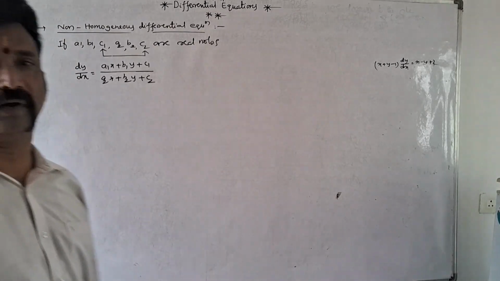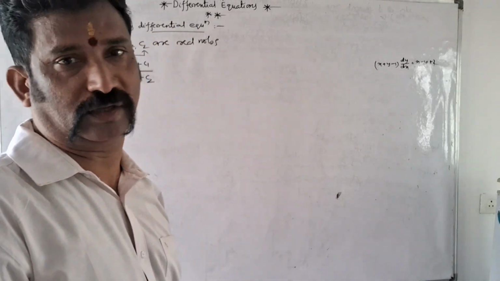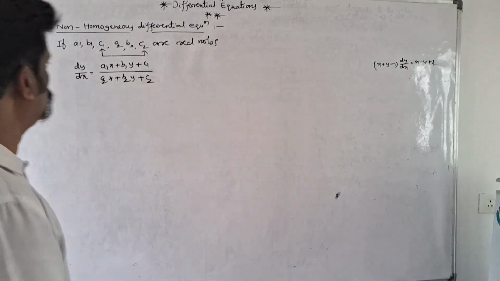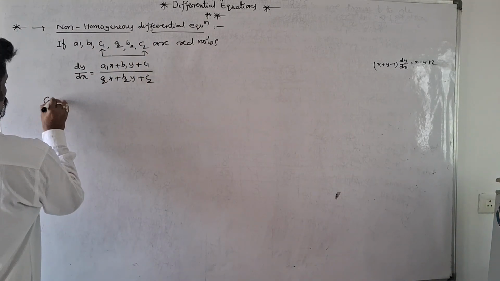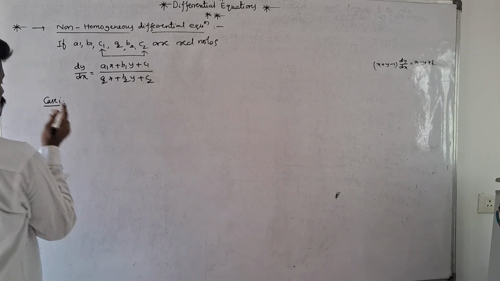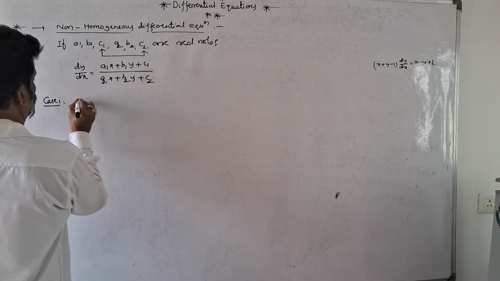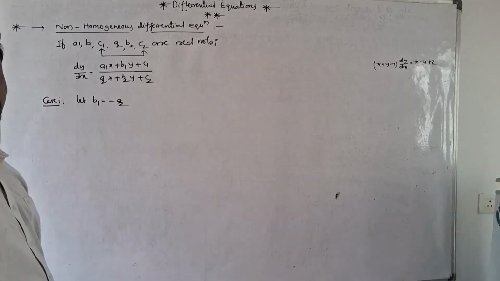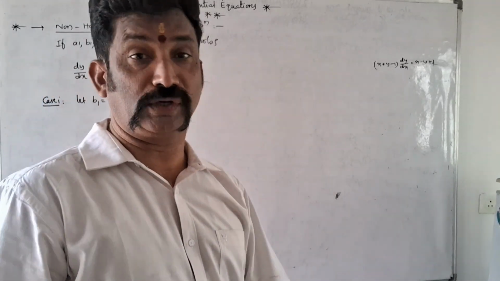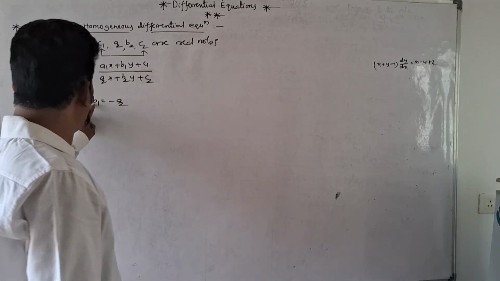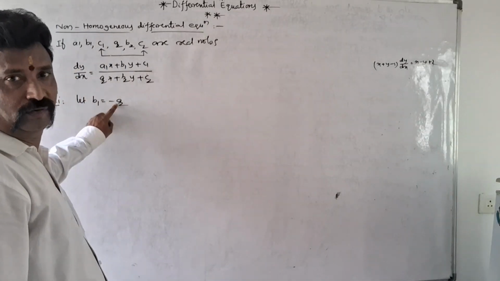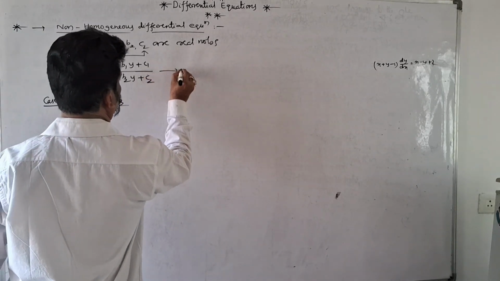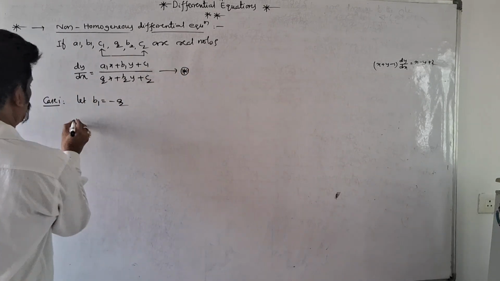How to solve this type of non-homogeneous differential equation? Actually three types are there. Number one is case 1. So if b1 is equal to minus a2, one should recognize, right, b1 is equal to minus a2. Then look at this. This is the equation number star.